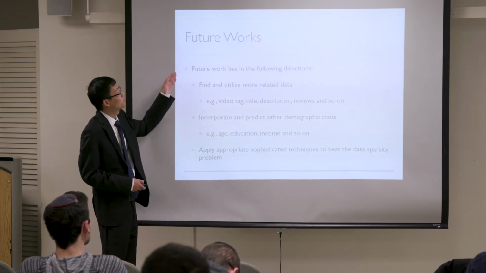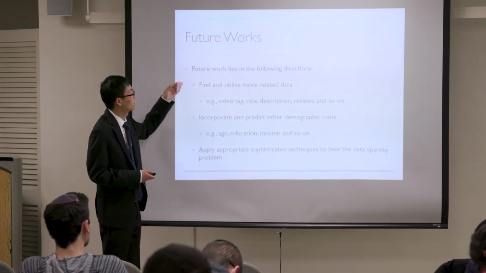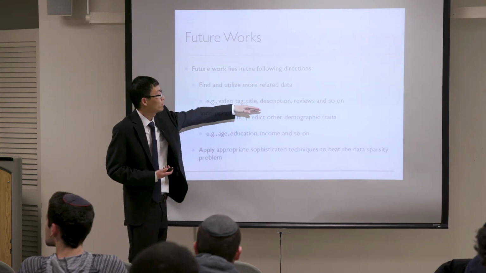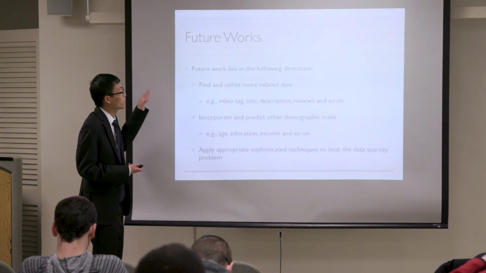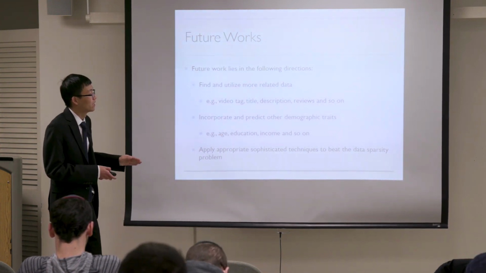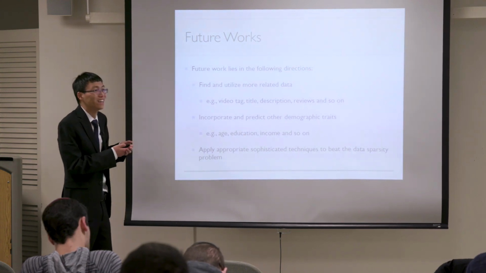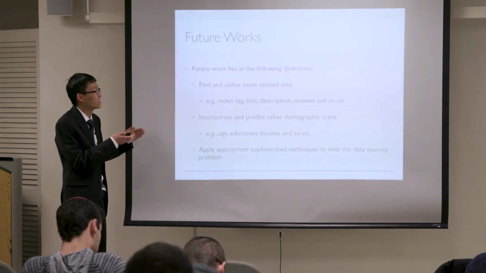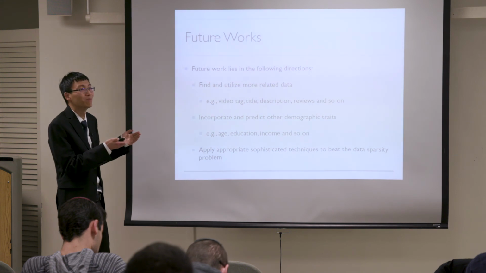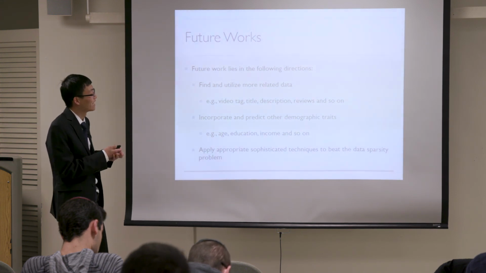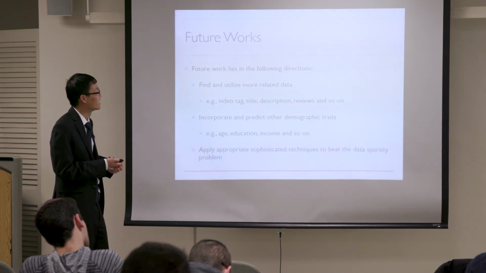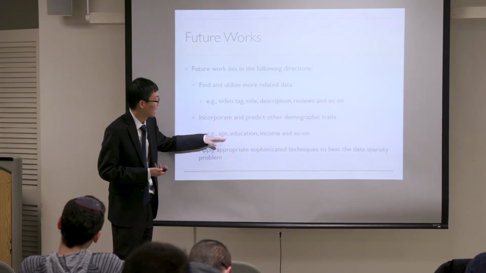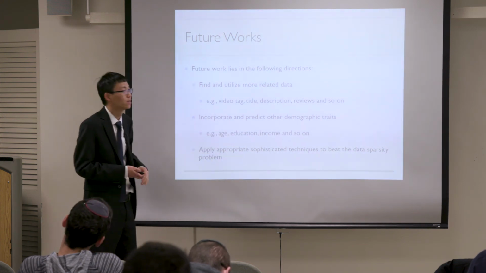Okay, so for this project, the future work lies in the following directions. The first one is including different information like video tag, title, description, and reviews. The reason why we do not use this information is because it is really a mess. Different videos may have very different titles, the description can be incomplete, or it needs some time to get them to work. Another one is to predict different demographics like age, education, income, and so on.